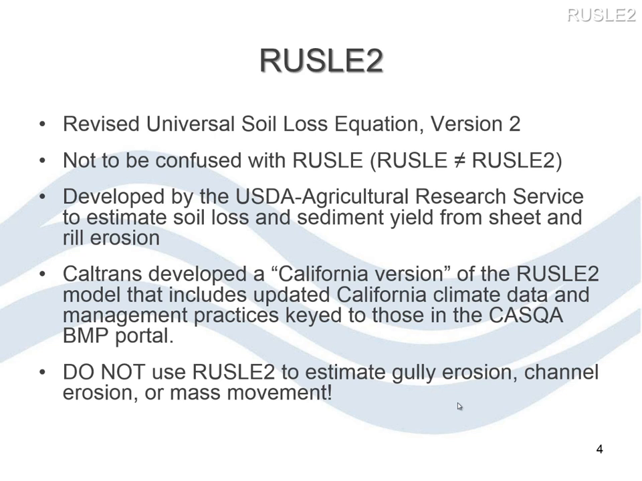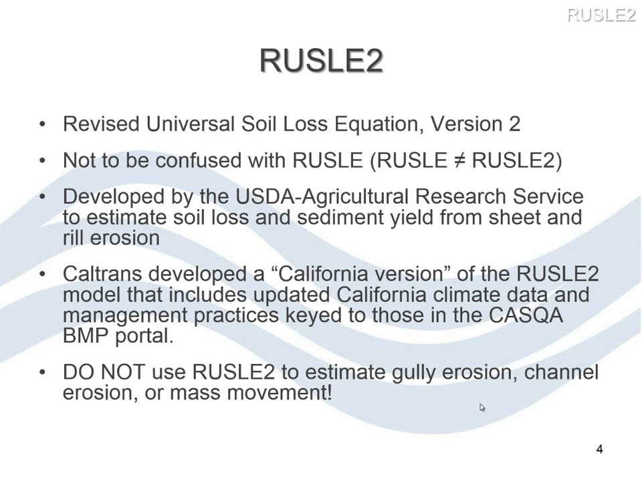And there's a national version of the model, but Caltrans developed a more California-specific model a few years back, which is really the appropriate version to use for the California construction permit because it has good, up-to-date California climate data, and it also has the erosion and sediment controls and management practices keyed to those that you see in the CASCA BMP portal. And so it's a lot more applicable to what we do here in California.